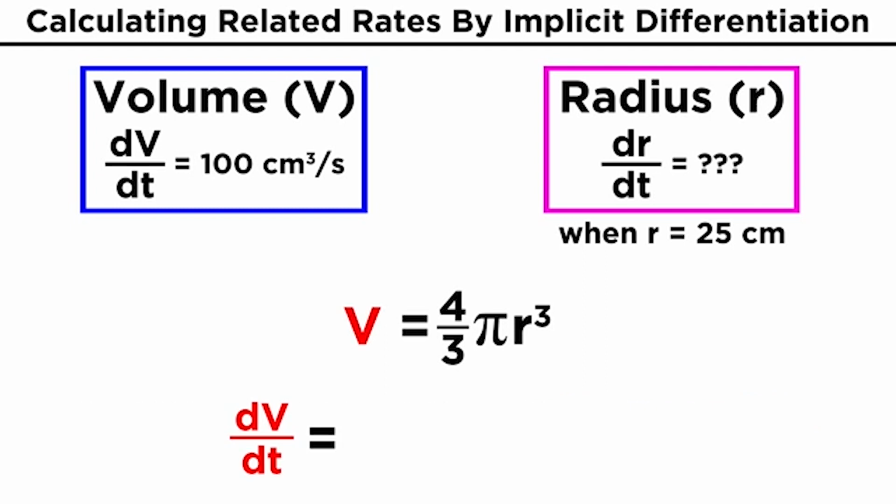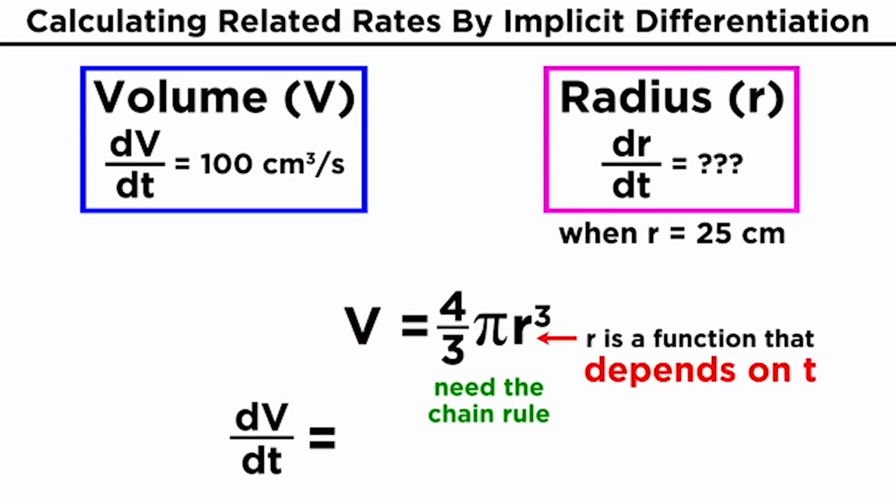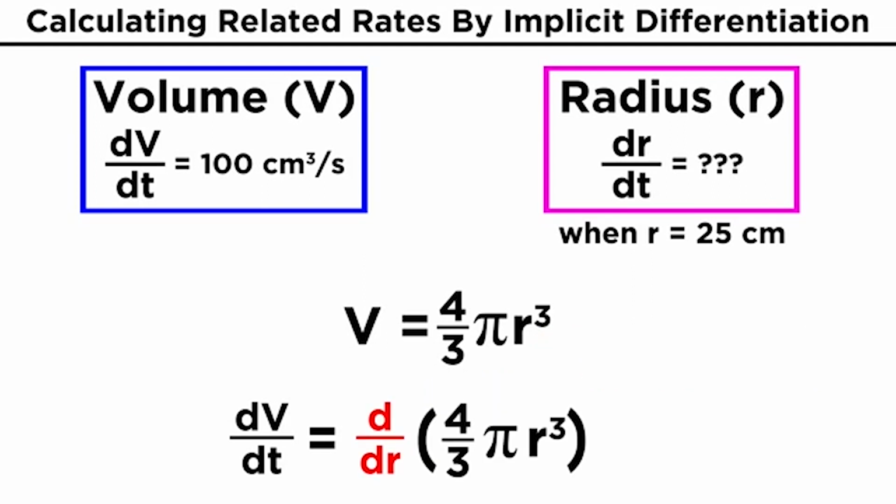For V, that simply becomes dV over dt, but for the right side, we will need to use the chain rule. This is because t is not present in this equation. The radius is the variable, but the radius is itself a function of t, which is why we use the chain rule. So we will have to differentiate this expression with respect to r, and then multiply that by the derivative of r with respect to t, or dr over dt.